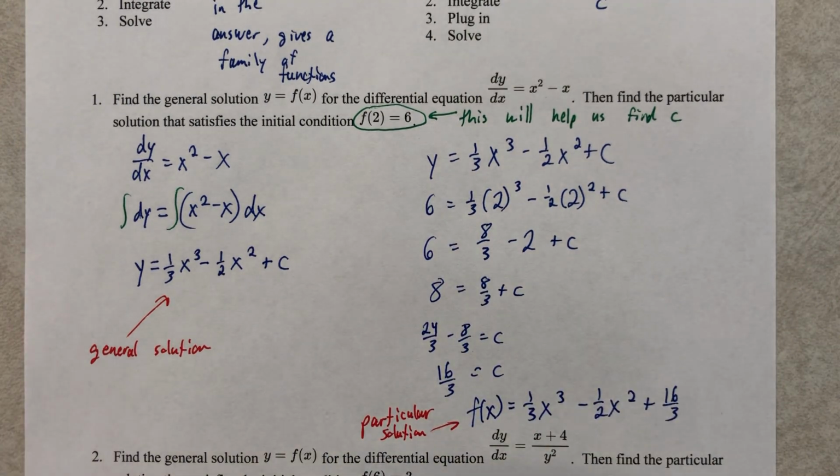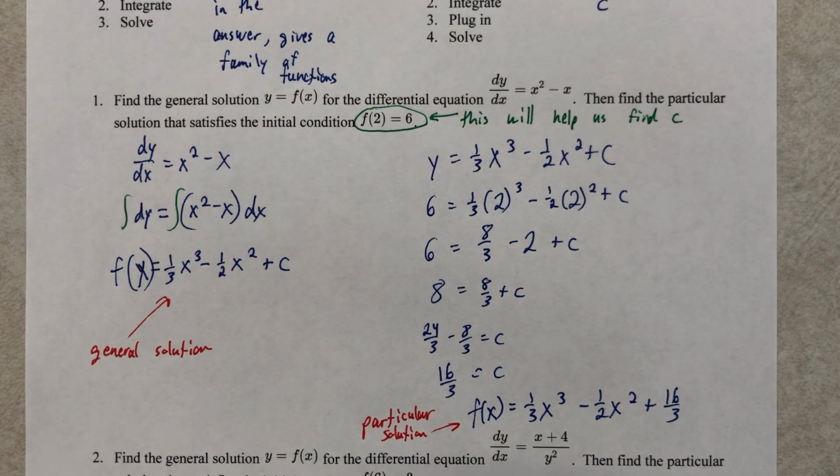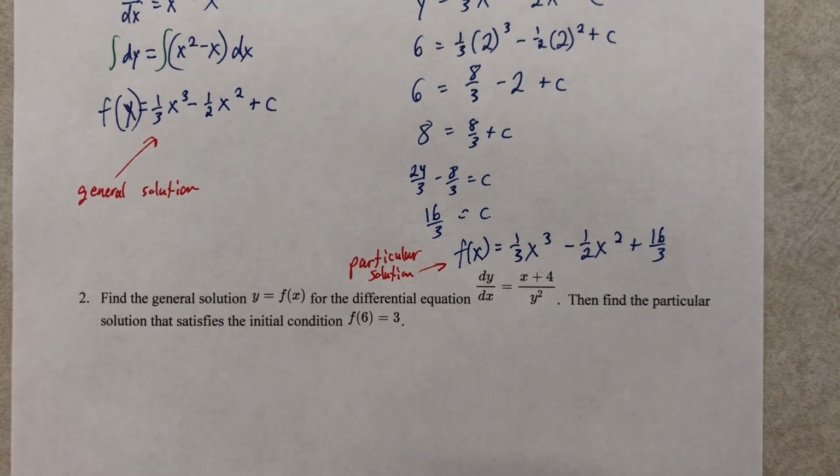But here's where I should be a little more technical. This technically was f of x. Okay? Let's move on to the next question. Find the general solution for that, and then find the particular. So same idea. What I haven't talked about is the steps up here. So after this one, I want to come back and talk about the steps a little bit and where they come from and all that.